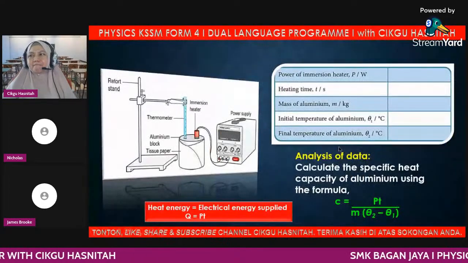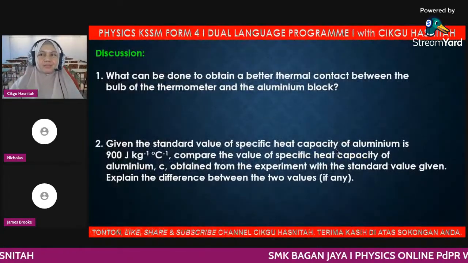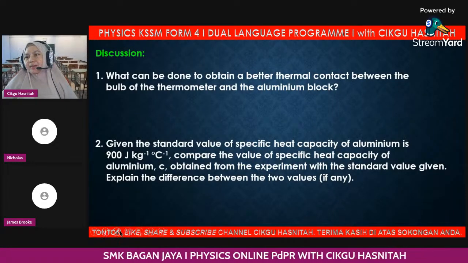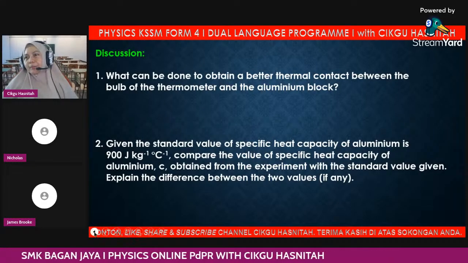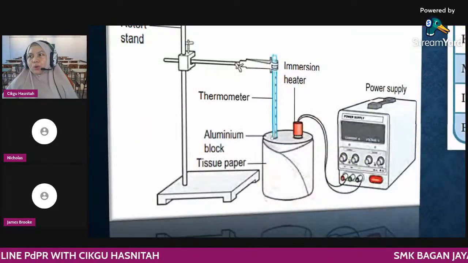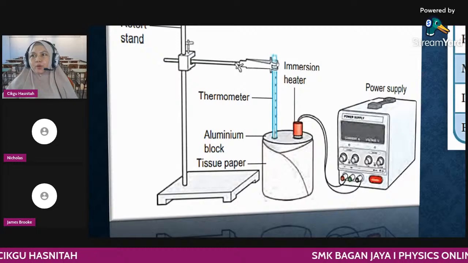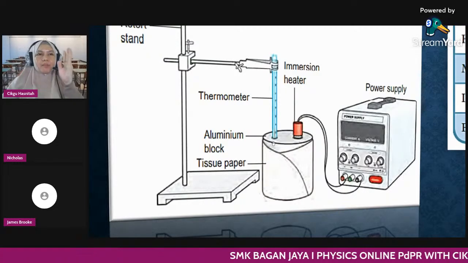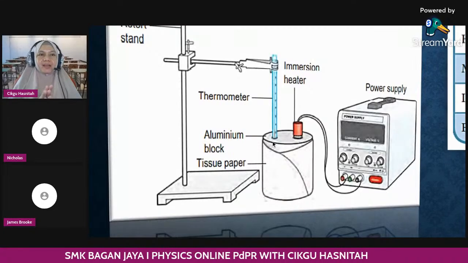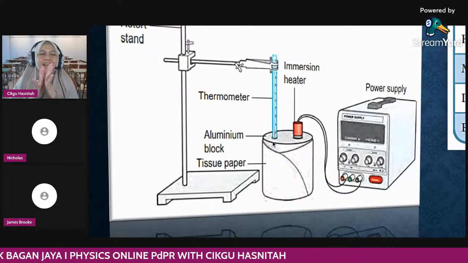Any idea? What does it mean? Don't understand? Okay, sekarang you tengok sana ada lubang kan? Okay, I go back to the previous slide. You can see that there is a hole here. And when you place the thermometer, it is not 100% in contact with the aluminium block. There will be spaces, ada ruang.